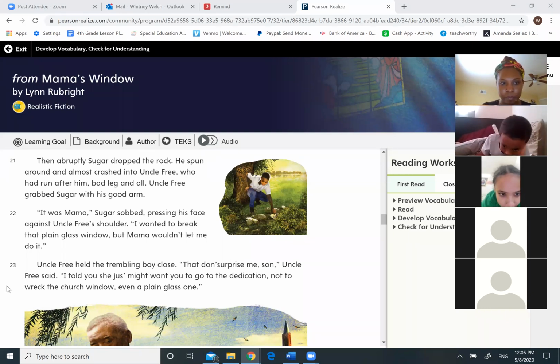Then abruptly, Sugar dropped the rock. He spun around and almost crashed into Uncle Free, who had run after him, bad leg and all. Uncle Free grabbed Sugar with his good arm. "It was Mama," Sugar sobbed, pressing his face against Uncle Free's shoulder. "I wanted to break that plain glass window, but Mama wouldn't let me do it."